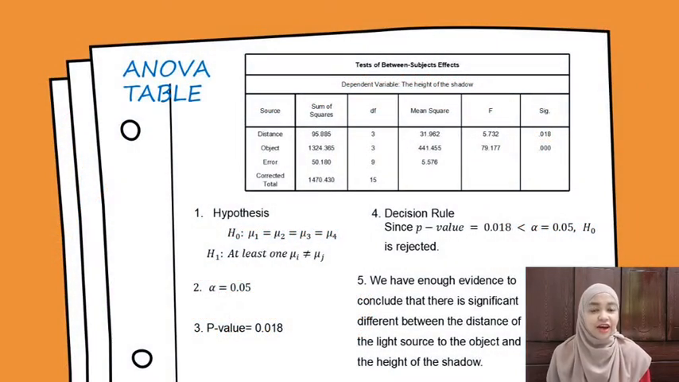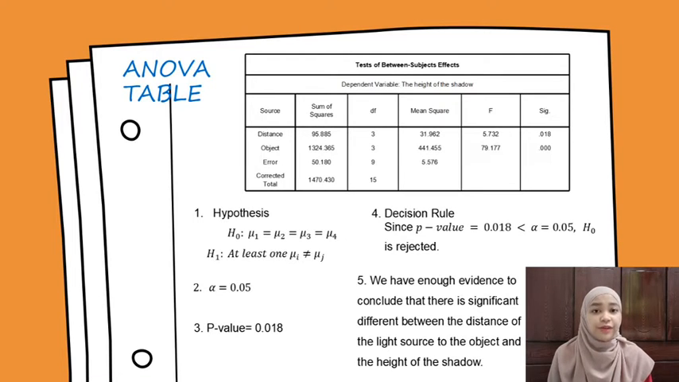Here are the results of the ANOVA table. Based on the ANOVA table, the test statistic of the significant difference between the distance of the light source to the object and the height of the shadow is conducted. The hypothesis is H0: mu1 equal to mu2 equal to mu3 equal to mu4. H1: at least one mu i not equal to mu j. Alpha equal to 0.05, where p-value is equal to 0.018. Since p-value is less than alpha equal to 0.05, H0 is rejected.